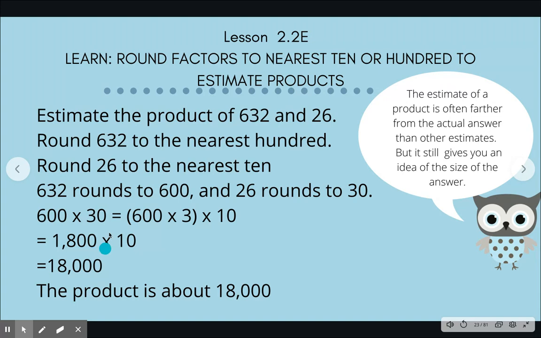600 times 30, you can think about it like this: 600 times 3 times 10. So you would have 600 times 3 would be 1,800, times 10 is 18,000. So the product should be around 18,000.